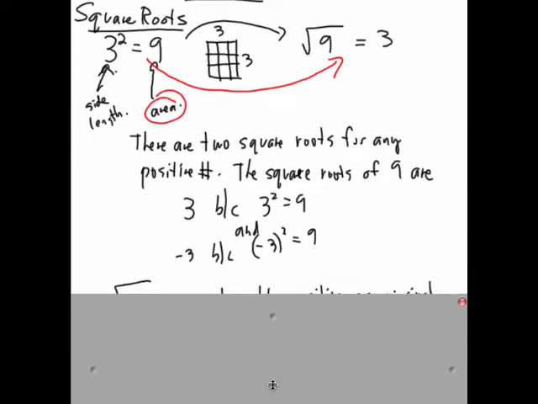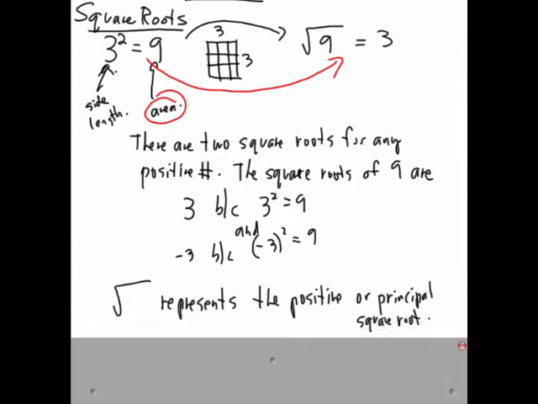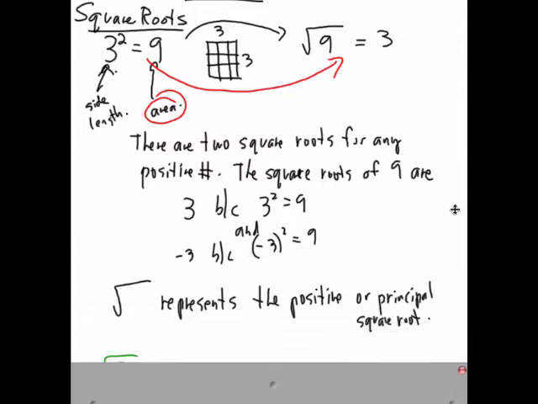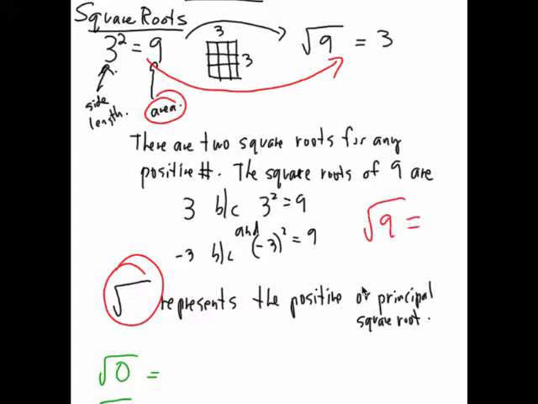Okay, so the point is that whenever the square root symbol is used, this represents the positive square root, the principal square root. If you go to your calculator and you type in the square root of 9, it's going to say 3, even though there are actually 2 square roots.